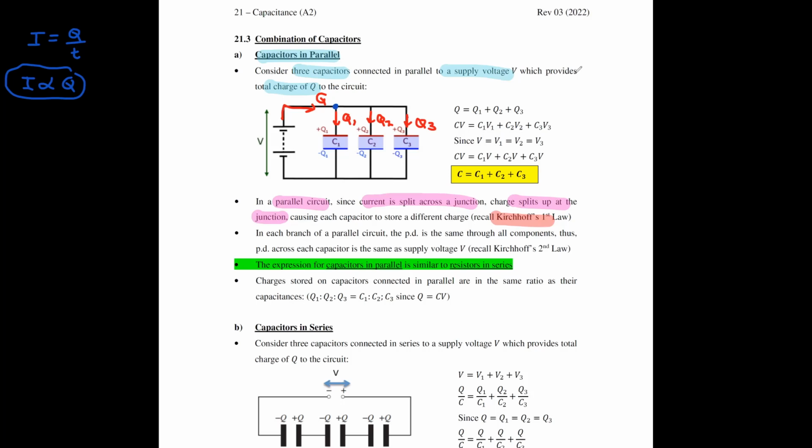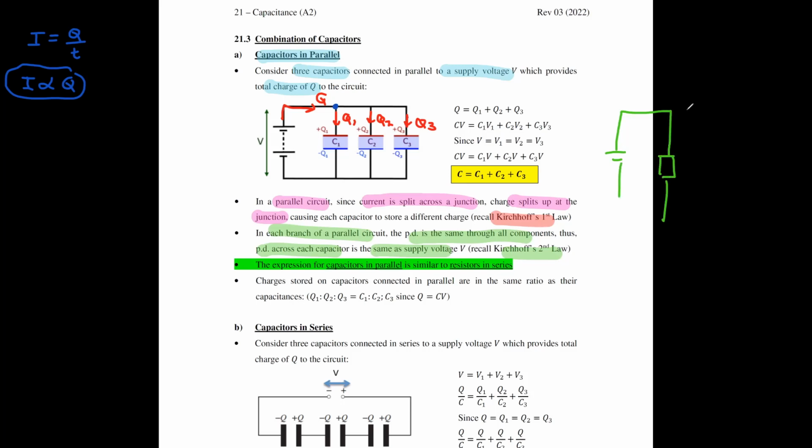Okay. And then the next thing to note is what happens when you try to apply Kirchhoff's second law here. For Kirchhoff's second law, we told you that for each branch of a parallel circuit, the PD would always be the same through all the components. So in your case now, the PD across each capacitor is actually the same as your supply voltage.